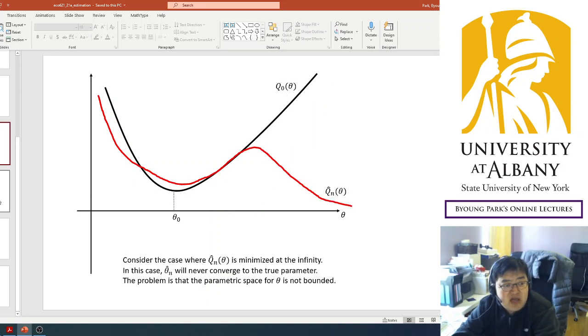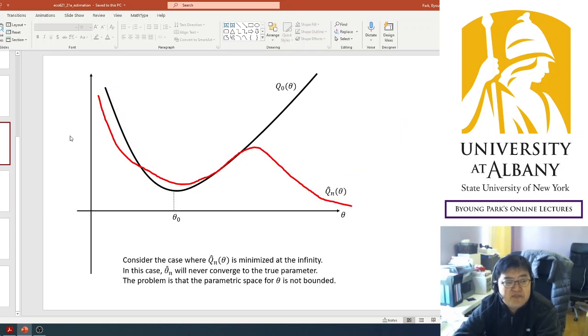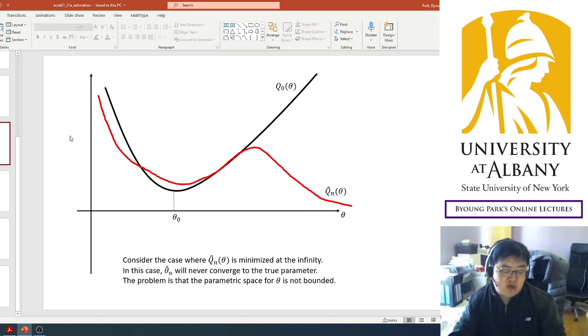So these 3 cases, I hope you understand the intuition behind them, and I will formulate the conditions that rule out these examples. Okay, I'm going to continue in the next video.